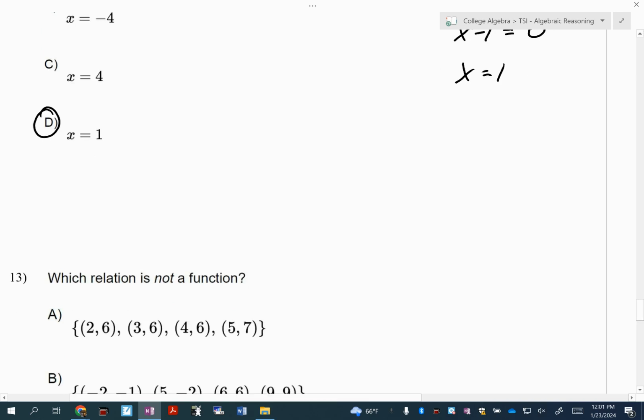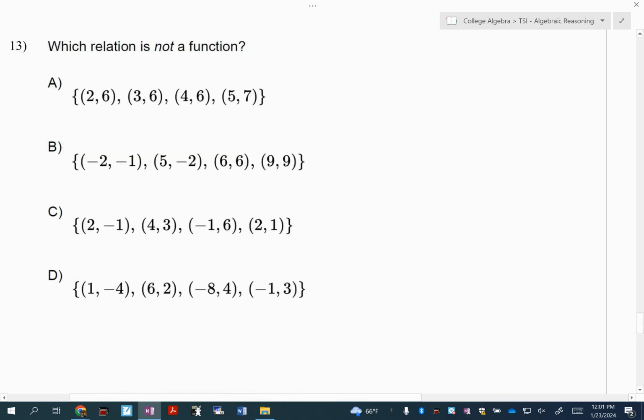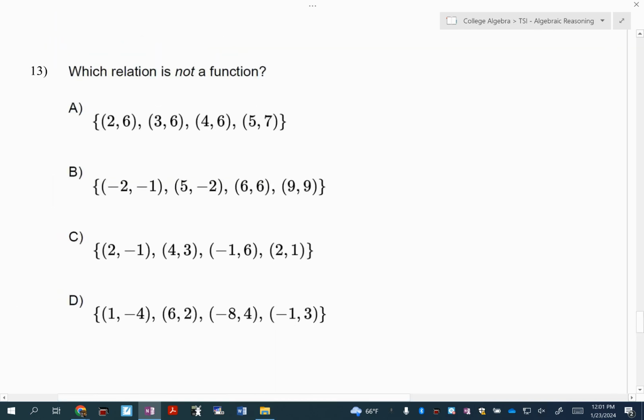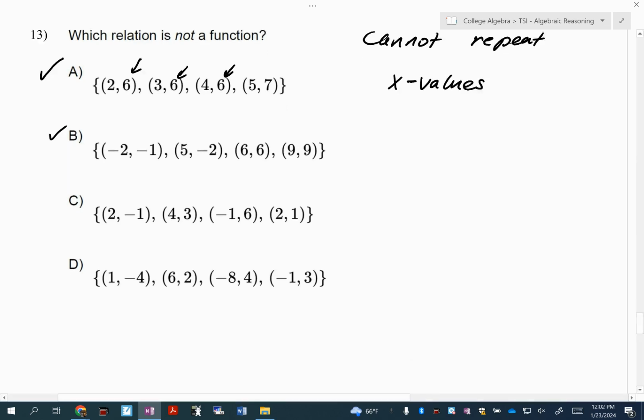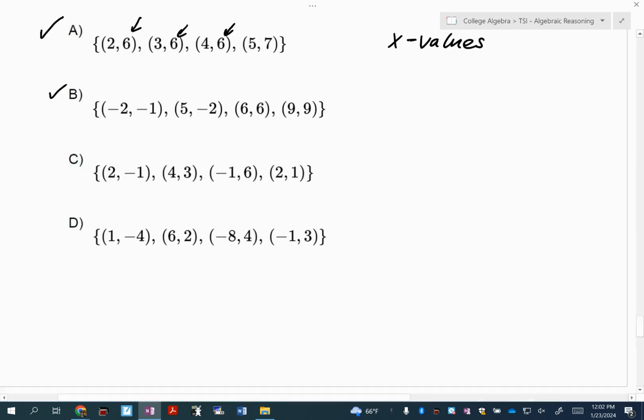All right. Number 13, which relation is not a function? Remember, to be a function, you cannot repeat x values with different y values. So when I look at this, it's repeating y values. That is okay. That is totally fine. That is a function. This next one doesn't repeat anything, so that one's fine. We actually call that a one-to-one function. And letter C is the issue.